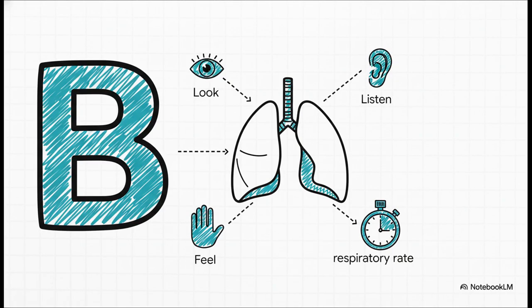Okay, airway is clear. Next, we move on to B for breathing. You're going to use the old look, listen, and feel technique here. Look at their chest. Is it moving evenly? Are they working hard to breathe? Listen for any sounds, like wheezing. And of course, you're getting those vitals. Count their respiratory rate for a full minute and check their oxygen sats. Remember, a normal rate is somewhere between 12 and 20 breaths a minute.